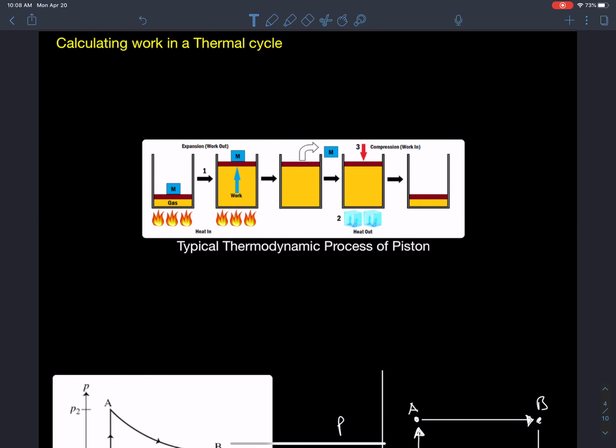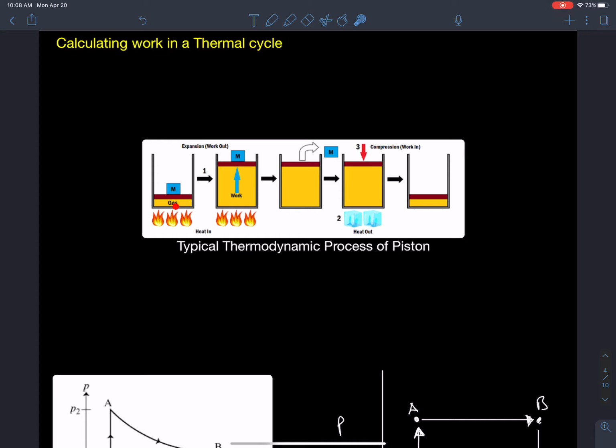So Engineering 12, how are we going to calculate the work done in a thermal cycle? All right, so we're going to start taking a look at these cycles and applying our knowledge of the 4 different types of transitions that were presented in the last little video, okay? So I presented this as just a classic example of the thermal transitions that occur in a piston doing work.